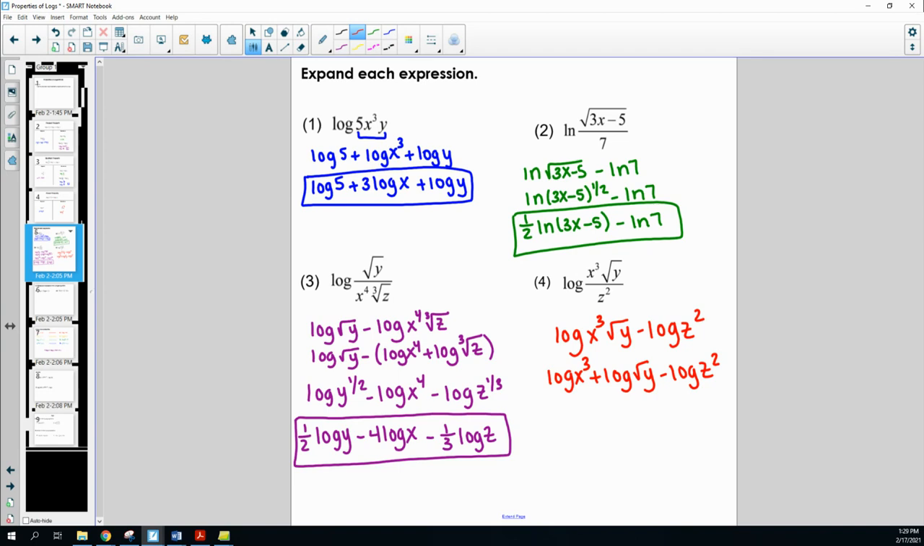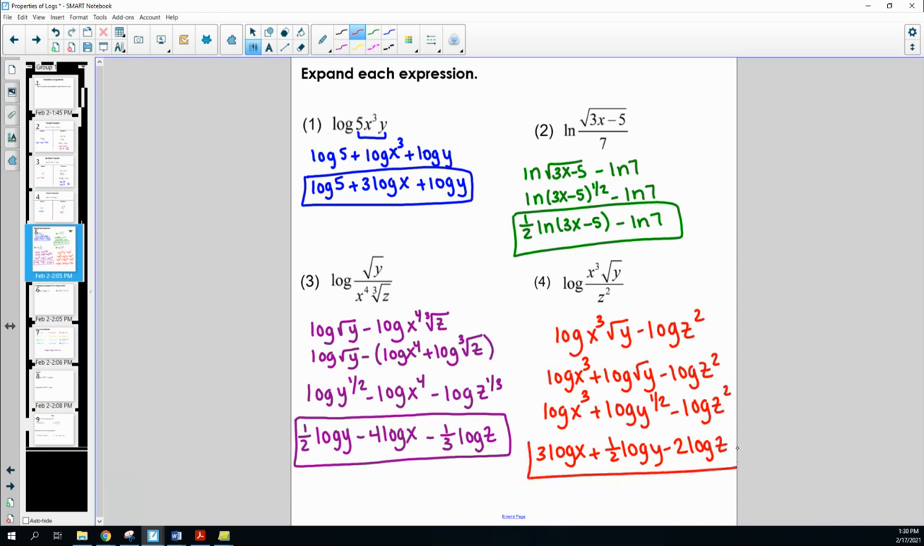And again, the little shortcut is if it's in the top of your fraction, it'll be positive. If it's in the bottom, it's going to be negative. Since the x cubed square root of y are both in the top, they are both going to be positives. Okay, I'm going to change my radicals to rational exponents. So we have log of y to the 1/2. And then I'm just going to bring all of my exponents down in front. So 3 log x plus 1/2 log y minus 2 log z. And there we have a fully expanded expression.